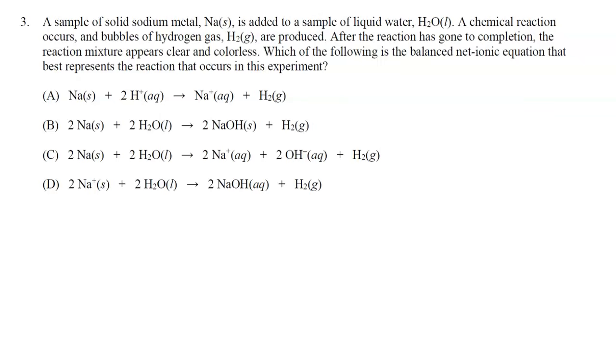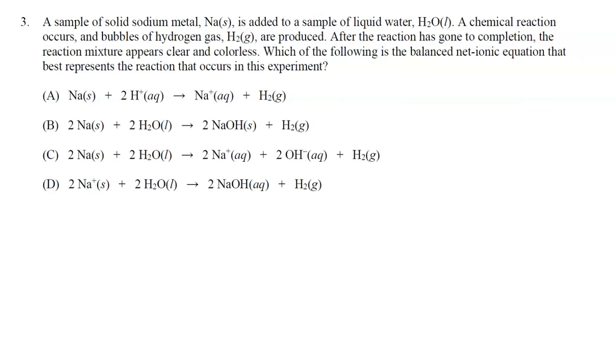It says a sample of solid sodium metal, Na solid, is added to a sample of liquid water, H2O liquid. A chemical reaction occurs, and bubbles of hydrogen gas, H2 gas, are produced. After the reaction has gone to completion, the reaction mixture appears clear and colorless. Which of the following is the balanced net ionic equation that best represents the reaction that occurs in this experiment?